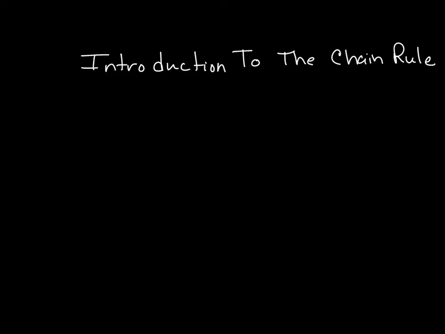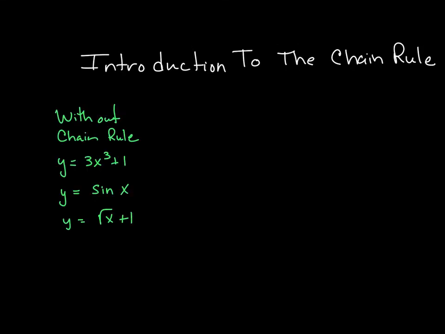So the chain rule lets us take the derivative of a composite function. Without the chain rule, we can do these types of functions. With the chain rule, we can do composite functions. So now with the chain rule, we can add in a function that's more complicated.